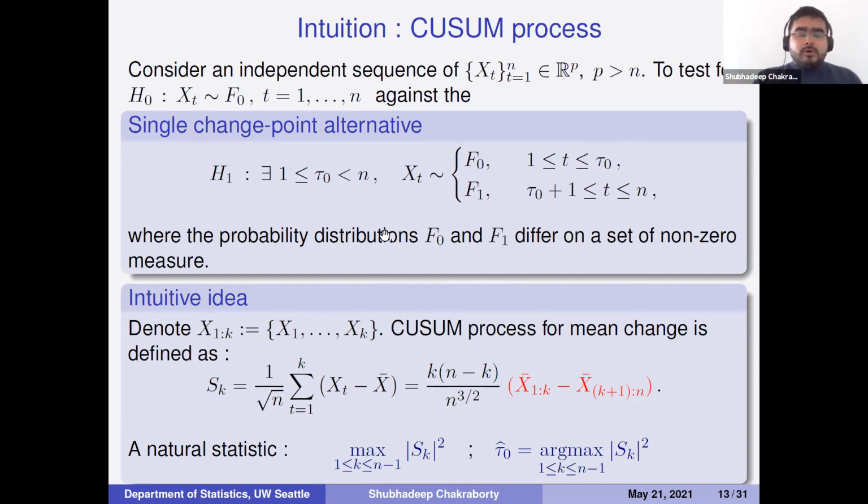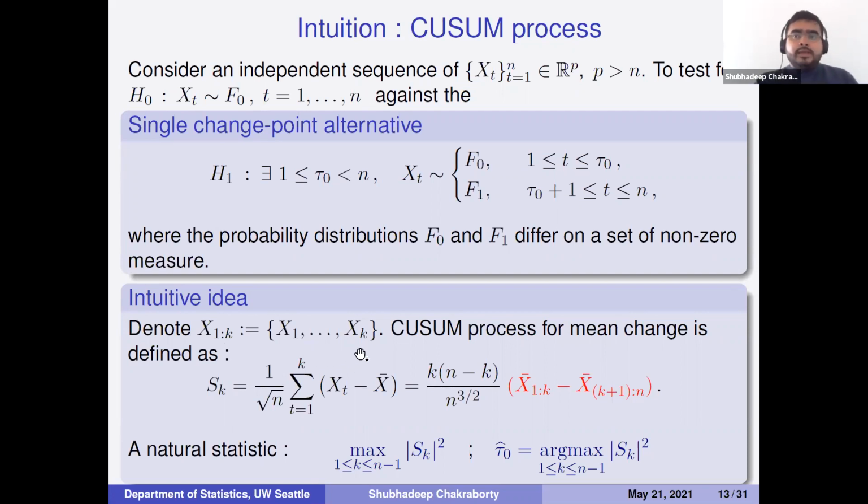To talk about that, I will first briefly talk about an intuitive idea of what we should do if we had to detect a change in the mean, not a general change in the distribution. So let's denote X_{1:k} as the observations X1 up to Xk.